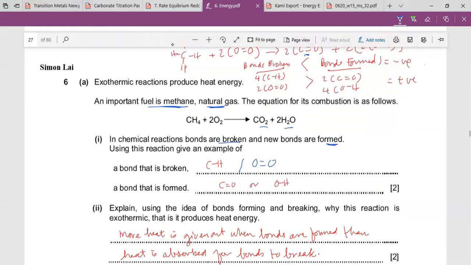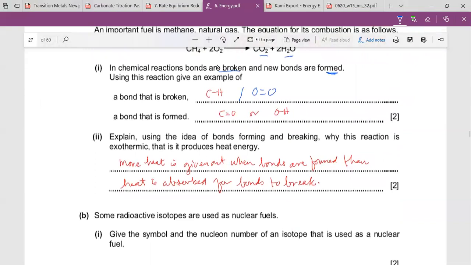Now here, they didn't ask you to calculate. They ask you to describe. Explain using the idea of bond forming and bond breaking why this reaction is exothermic, produces heat energy.